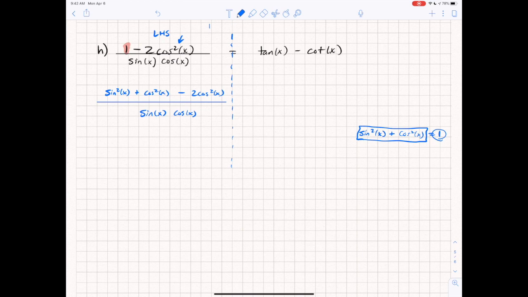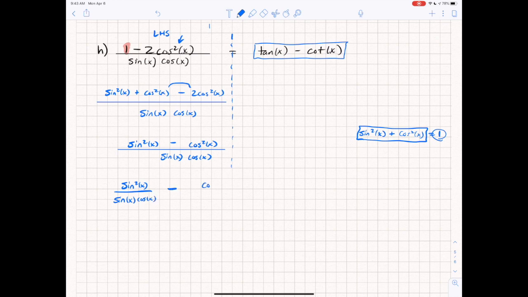Now, when I do that substitution, I can simplify my cosine squareds here. I've got 1 cosine squared minus 2, so this would give me sine squared minus cosine squared in the numerator, all over sine x cosine x. And I did it specifically this way because, remember, I'm trying to get tangent of x minus cotangent. And now by splitting this up into 2 separate fractions, we will actually get the second to last step here.